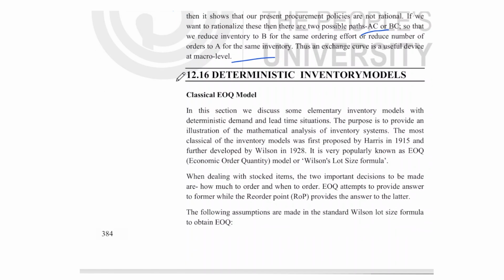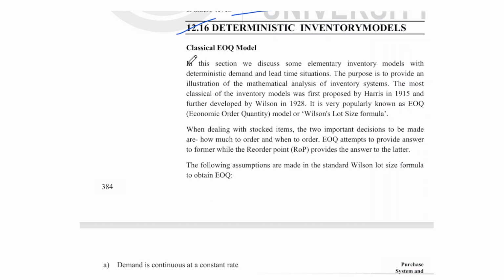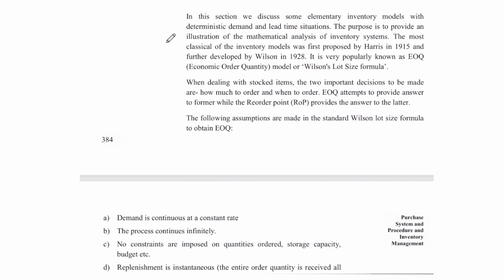Okay. Next is the deterministic inventory model, that is the classical EOQ model. In this section, we discuss some elementary inventory models with a deterministic demand and lead time situation. The purpose is to provide an illustration of the mathematical analysis of inventory systems. The most classical of the inventory models was first proposed by Harris in 1915 and further developed by Wilson in 1928. So it is popularly known as the EOQ, that is the economic order quantity model, or Wilson's lot size formula.